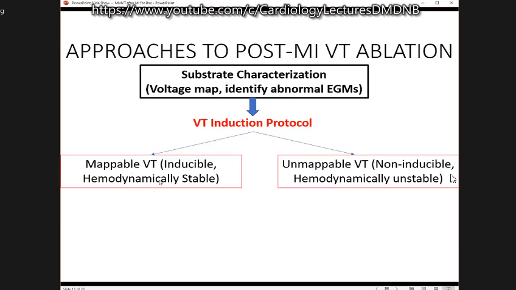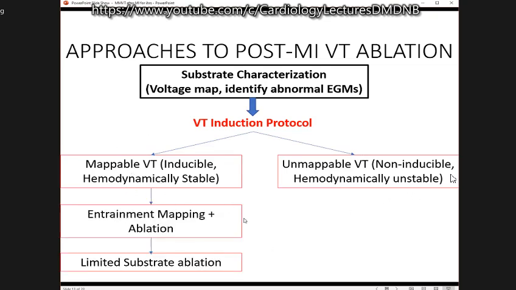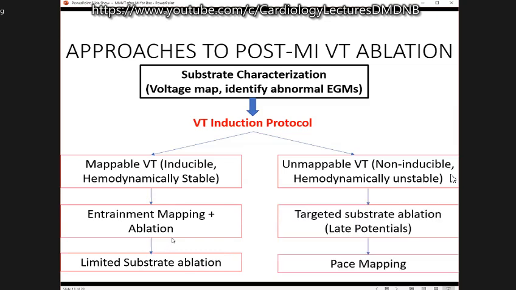If the VT is mappable, we try to do entrainment mapping and reach success through that. If the VT is not mappable, then we try to do targeted substrate mapping, looking at the late potentials that he described with base mapping.